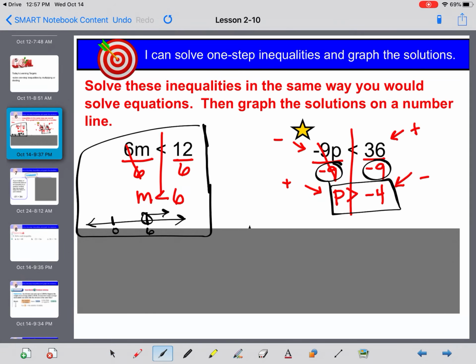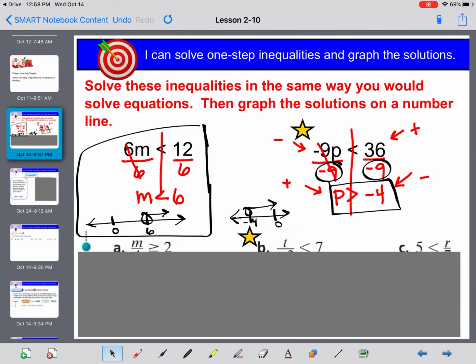And then you would graph your solutions on a number line, like always. So here's my number line. Here's -4. Here's 0. I put a circle at -4. Numbers greater are to the right.